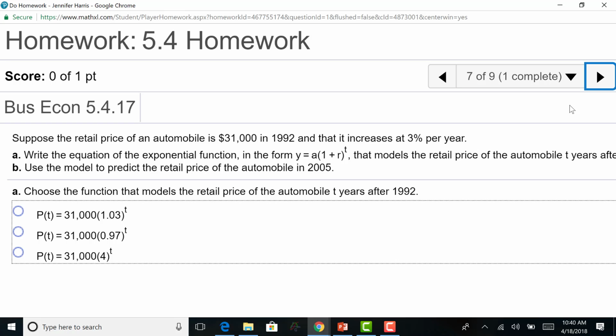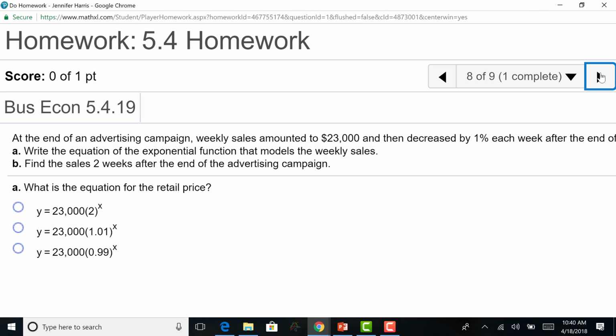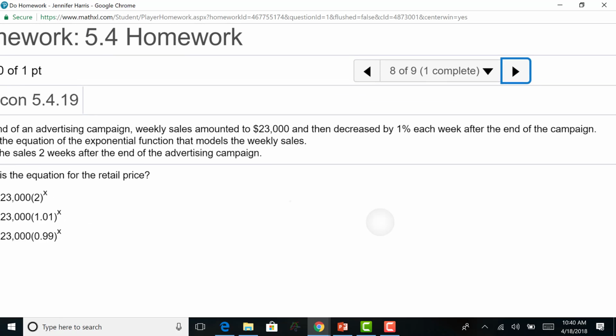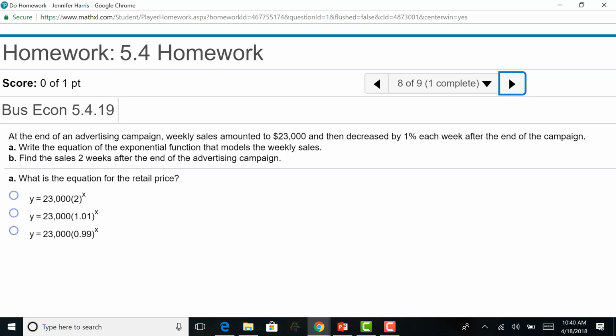So this is giving you a good idea of just what you should be doing for the homework. This one is a similar one. Okay, this one is showing a decrease. So instead of 1 plus R, it's going to be 1 minus R. This is number 8. So we're right here, we had the rate was 1 plus R. This one is going to be 1 minus R because it's being decreased by 1%. So again, when you put this one in, it ends up being something like 23,000 times 1 minus 1% raised to the whatever X power.